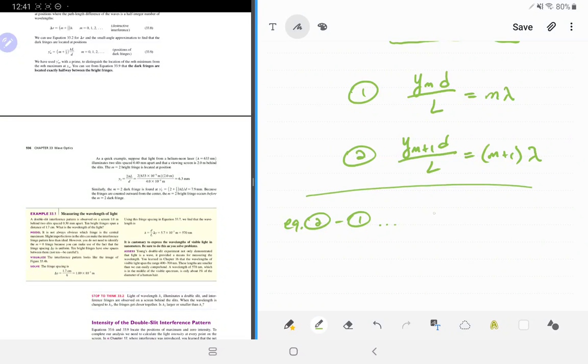And what that gives me is, so delta y is the change in distance between any two adjacent bright spots. So the difference is just the difference between two; you're jumping from one bright spot over to the next one. You're just jumping over by one. So delta y times d over L, and notice how the m's are going to cancel if I do equation 2 minus equation 1.